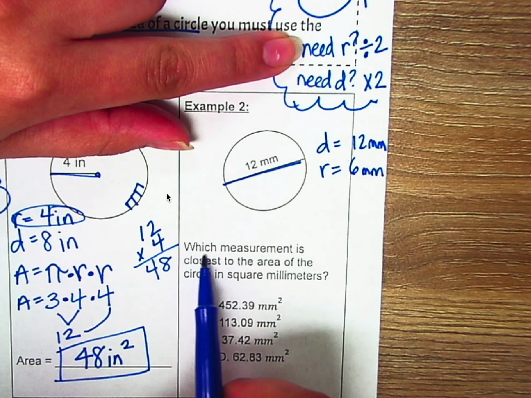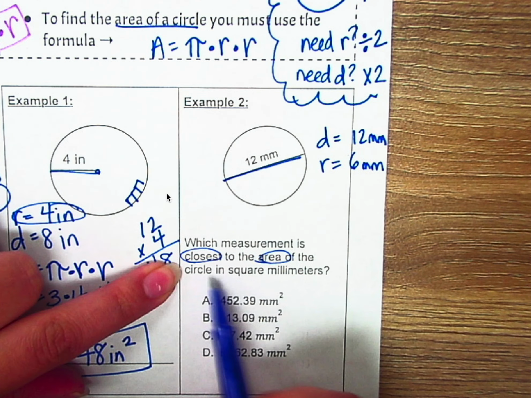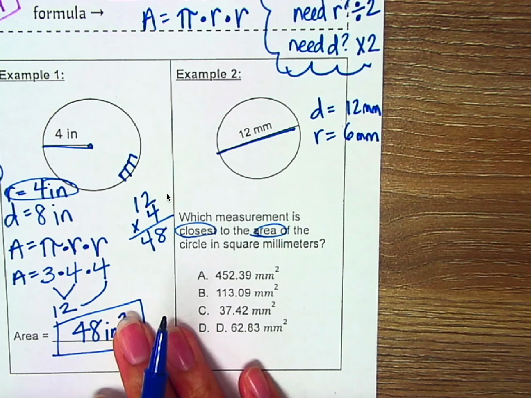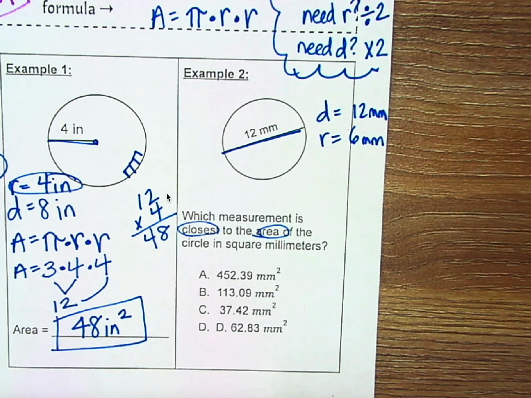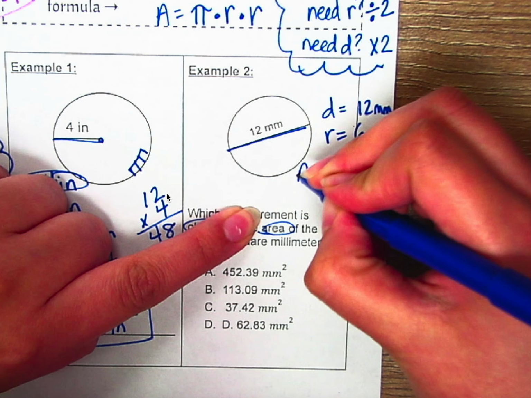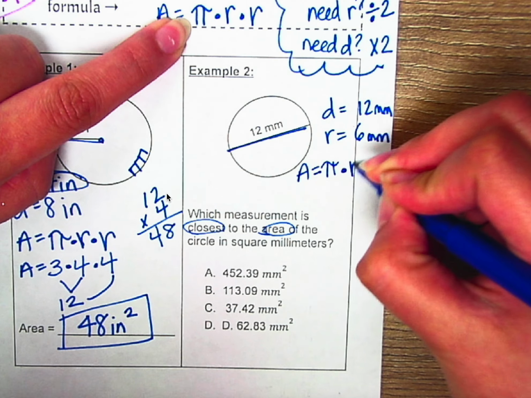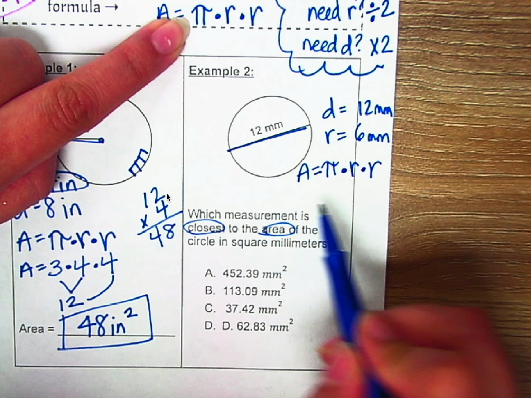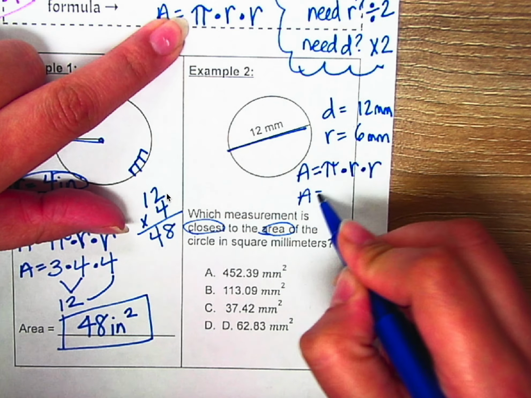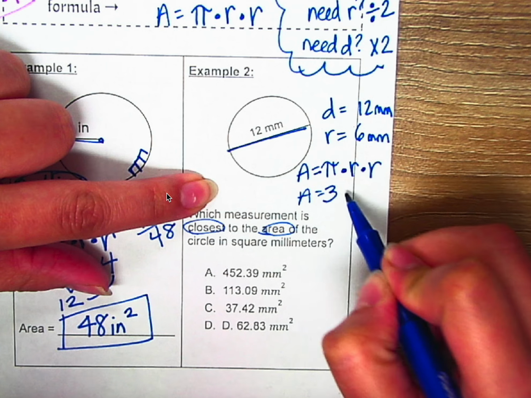Okay, the question says, which measurement is closest to the area of the circle in square millimeters? If I'm trying to find the closest, that means that my answer is not going to be exact. It's going to be close. Okay, so we're looking for area. We need to write down the formula. A equals pi times r times r. So I'm going to rewrite it and I'm going to plug in my numbers. I have everything I need. Pi I know is 3.